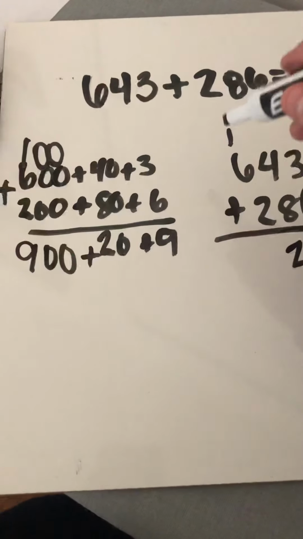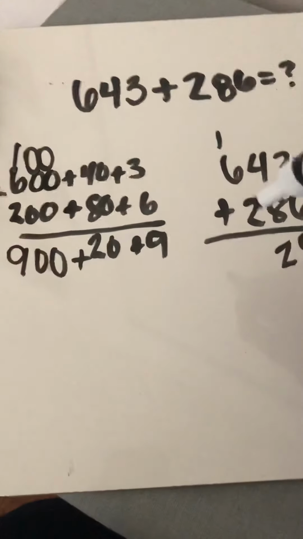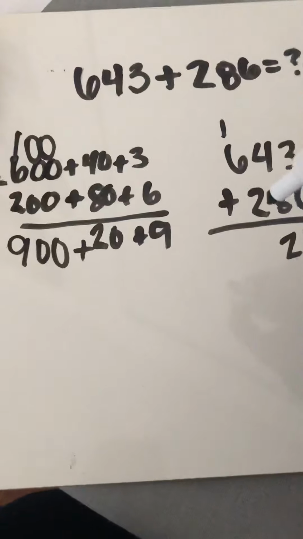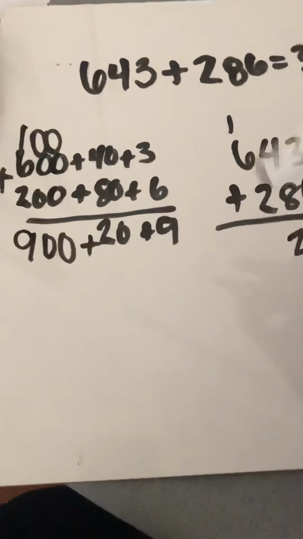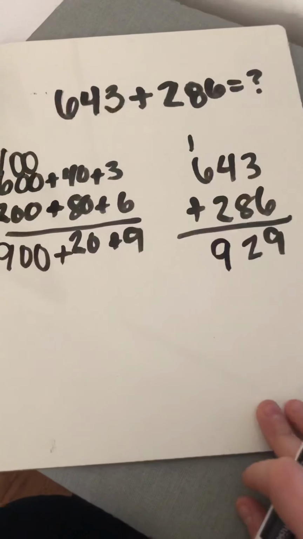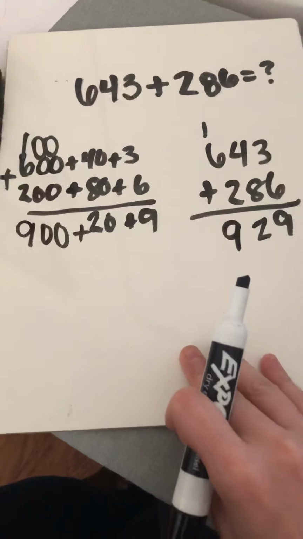And now we're looking at the 600s and the 200s, which is going to give us our hundreds place, 600, 700, 800, 900, or you could just say 6, 7, 8, 9 hundreds. And we got 929.